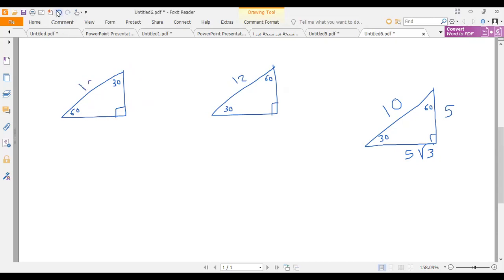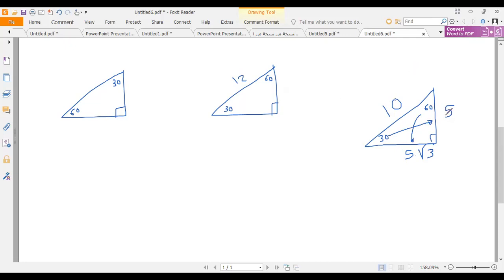Okay, no problem. Here you have 3 angles: 90, 30, 60. The side opposite to 30 is always half of the hypotenuse. If it is 10, it will be 5; 6, it will be 3; 4, it will be 2. The side opposite to 60 is half of the hypotenuse times radical 3. You can prove that using Pythagorean: 10 squared minus 5 squared is 75 under the root. With your calculator, you will get 5 radical 3.